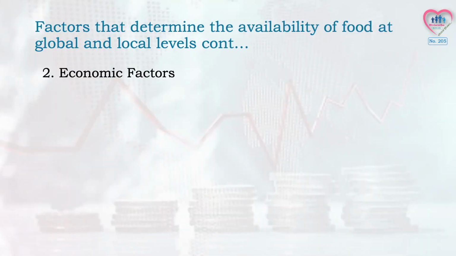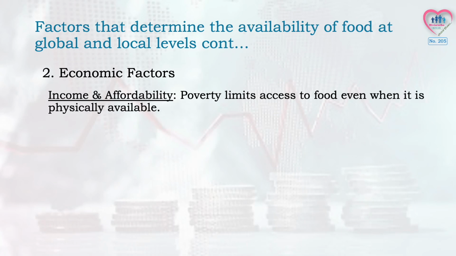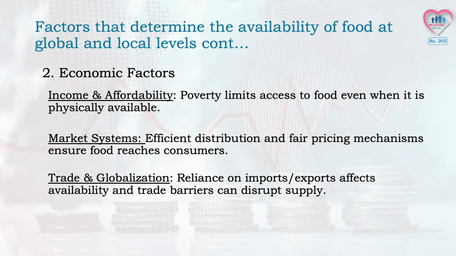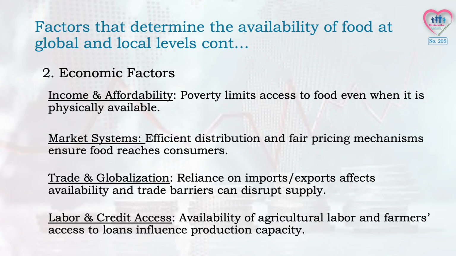Secondly, economic factors. They are income and affordability. Poverty limits access to food even when it is physically available. Market systems. Efficient distribution and fair pricing mechanisms ensure food reaches consumers. Trade and globalization. Reliance on imports/exports affects availability, and trade barriers can disrupt supply. Labor and credit access. Availability of agricultural labor and farmers' access to loans influence production capacity.